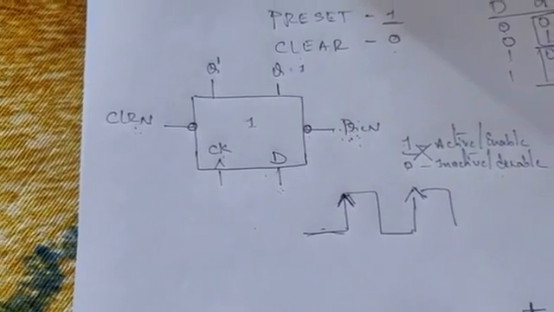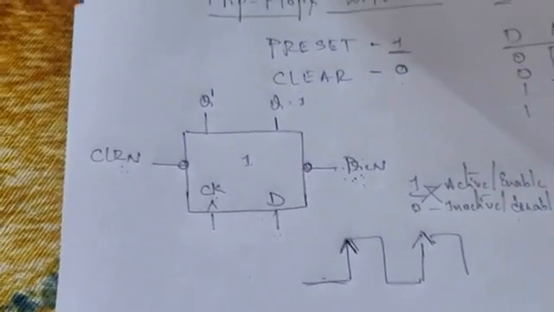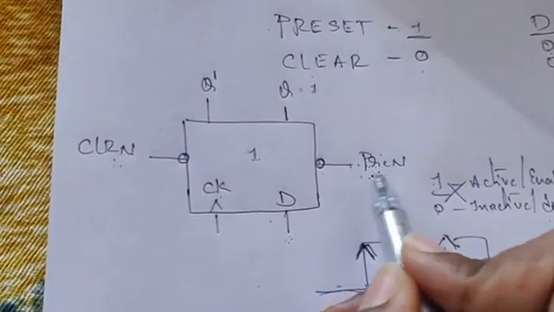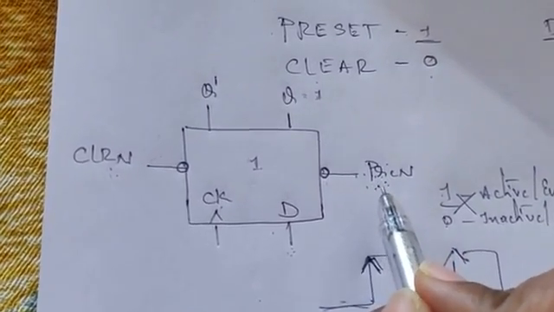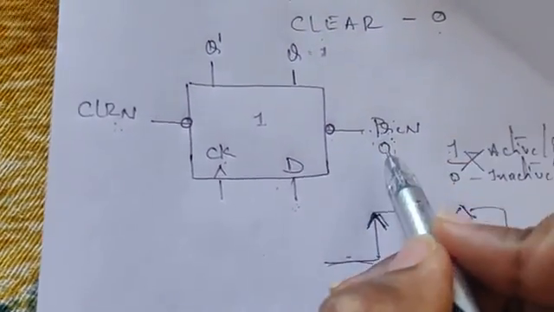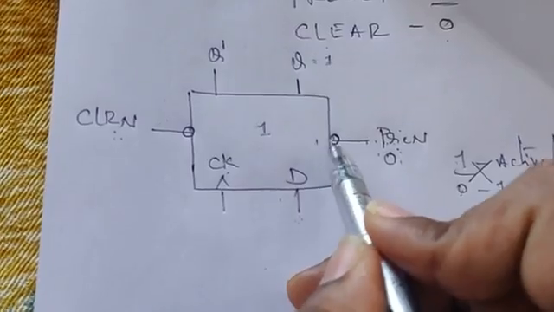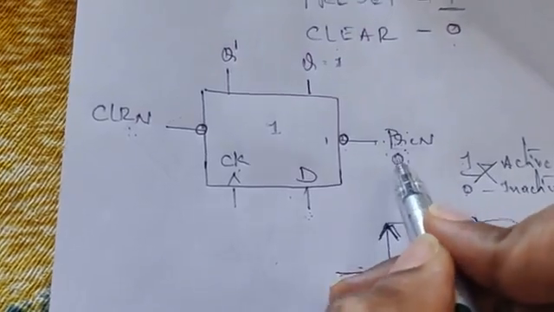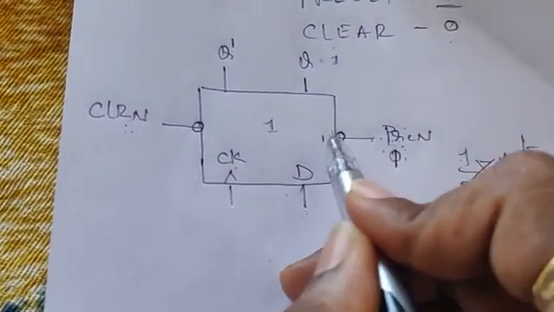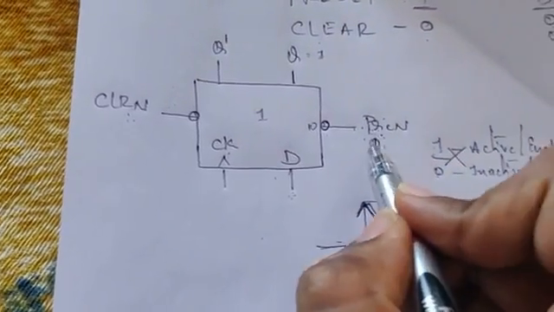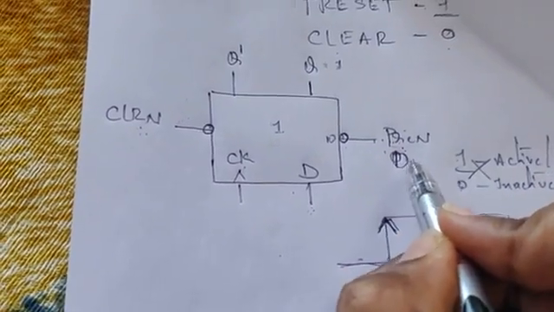So if you want to enable preset, what are you going to pass? You are supposed to pass 0 or 1. If you pass 0, then this 0 will be converted to 1 by this bubble, then preset will be active. In case you pass 1, this 1 will be converted to 0, then preset will be disabled. So 0 is enable, 1 is disable.